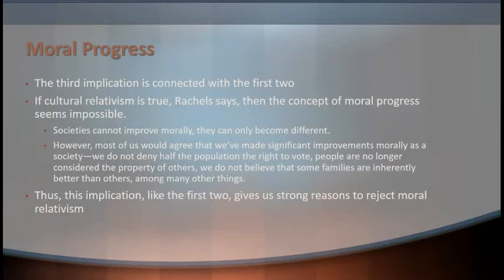But if there's no universal moral standard, then we can't say such a thing. There's no standard by which to make that comparison. Instead, all that would happen is the standards that applied to our society changed. And so it was right then, but it may not be right now. And that seems like a weird thing to say. If slavery is wrong now, it seems like it should have been wrong at all times. It should have been wrong then because it was violating the same kinds of things that it violates now. So this implication, like the first two, seems to give us a good reason, according to Rachels, to reject moral relativism.